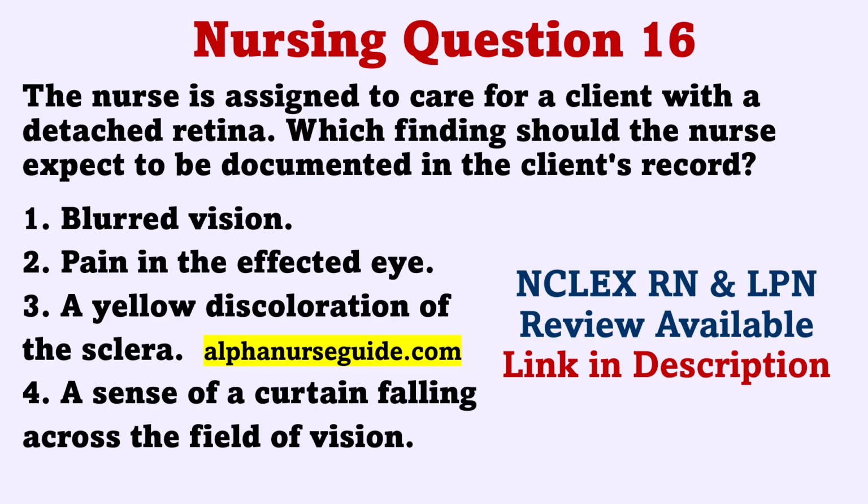The correct answer is 4. A sense of a curtain falling across the field of vision. A characteristic clinical manifestation of retinal detachment described by clients is the feeling that a shadow or curtain is falling across the field of vision. There is no pain associated with detachment of the retina. A retinal detachment is an ophthalmic emergency, and even more so if visual acuity is still normal. Options 1 and 3 are not specifically associated with a detached retina.